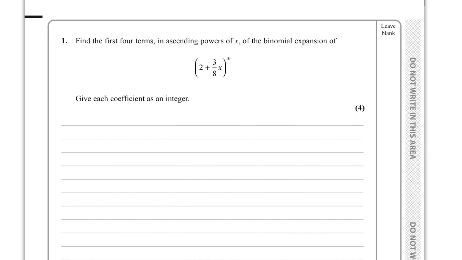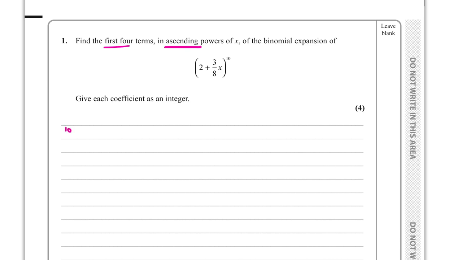Okay, question 1, binomial expansion. Lovely, easy, 4 marks. And it's asking for ascending powers of x, so make sure x goes up from 0 to the first 4 terms. So we're going to have x cubed. Okay, so you're given the formula.